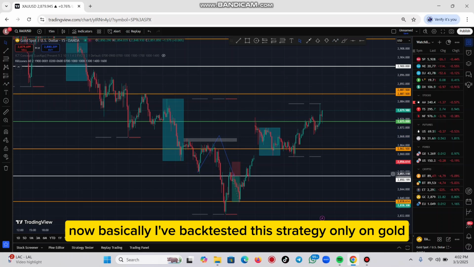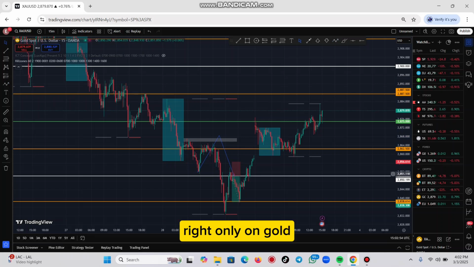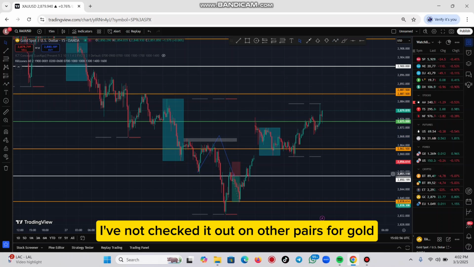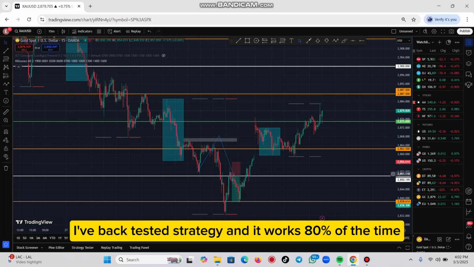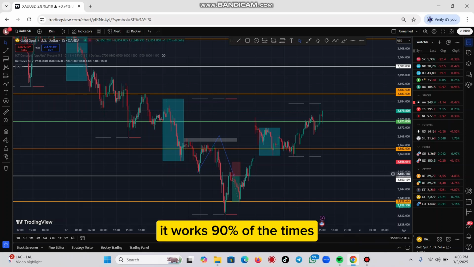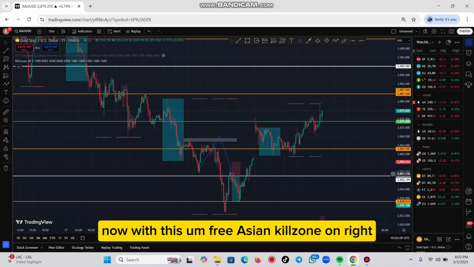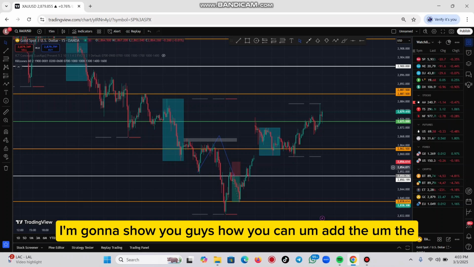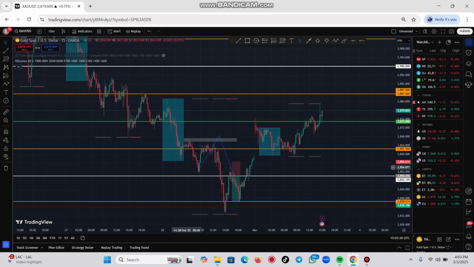Basically, I've backtested this strategy only on gold. I've not checked it out on other pairs, but for gold I've backtested the strategy and it works 80% of the time. Rather, sorry guys, 90% of the time. Now with this free Asian key zone, I'm going to show you guys how you can add the indicator to your chart.